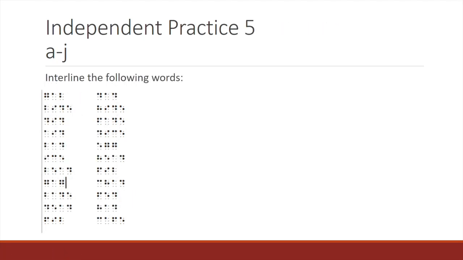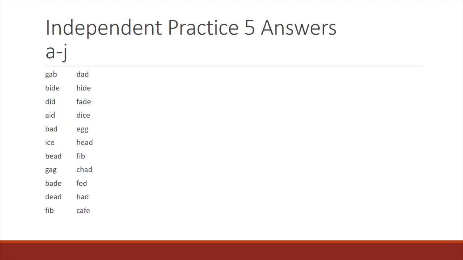Here is Independent Practice 5 for the letters A through J. Interline the words shown here in Braille font. There are 2 columns of words. Once you have completed the interlining, continue on. Here are the answers for Independent Practice 5 interlining.